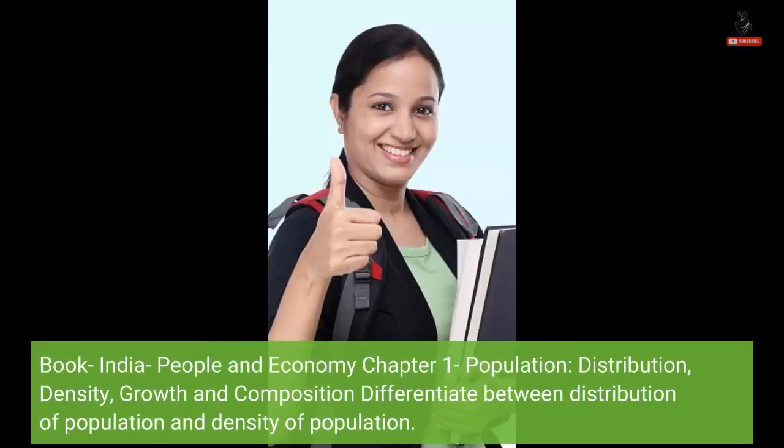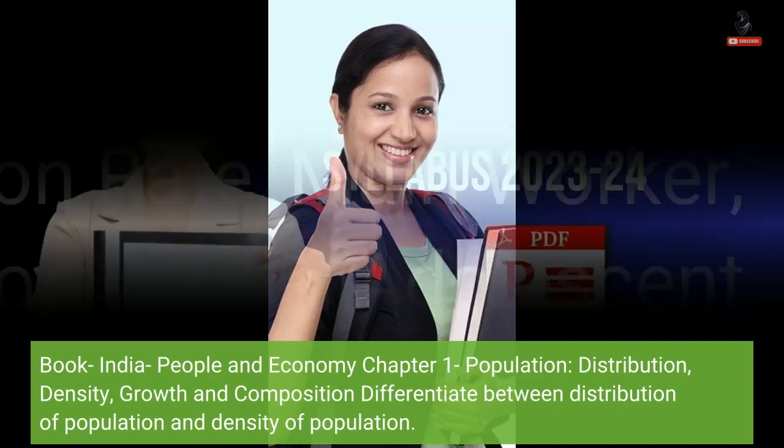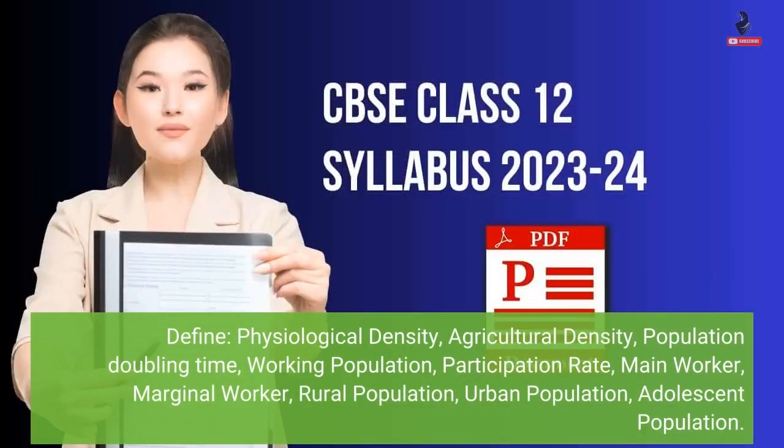Book: India, People and Economy. Chapter 1, Population: Distribution, Density, Growth and Composition. Differentiate between distribution of population and density of population. Define physiological density, agricultural density, population doubling time, working population, participation rate, main worker, marginal worker, rural population, urban population, adolescent population.